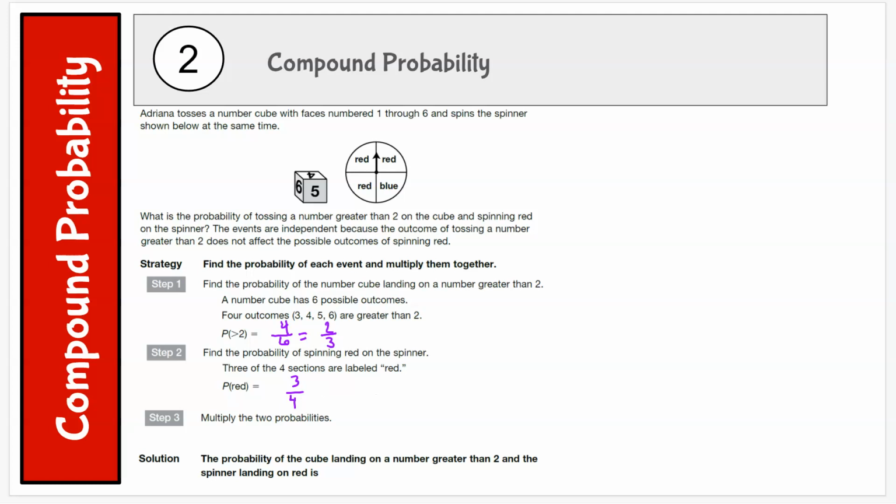So now we just take these 2 fractions and multiply them together. 2 over 3 times 3 over 4, and we get 6 over 12, which simplifies to 1/2. So the probability of the cube landing on a number greater than 2 and the spinner landing on red is 1/2. Now let's look at a dependent one.